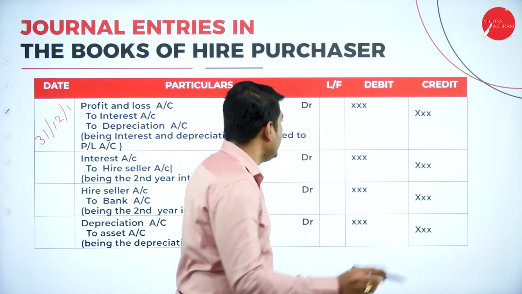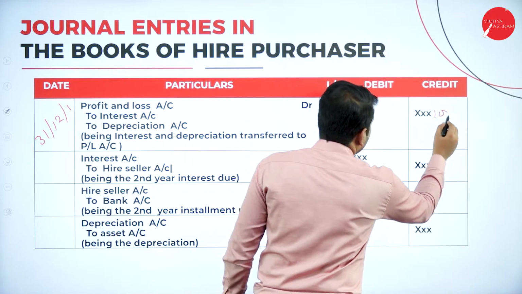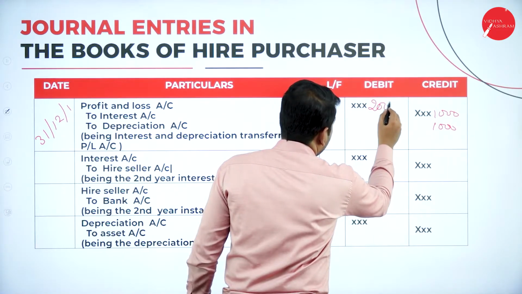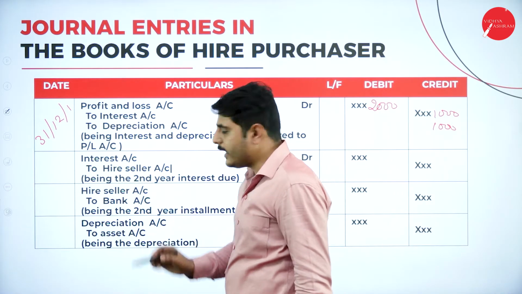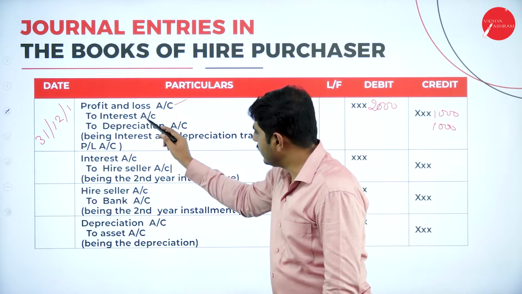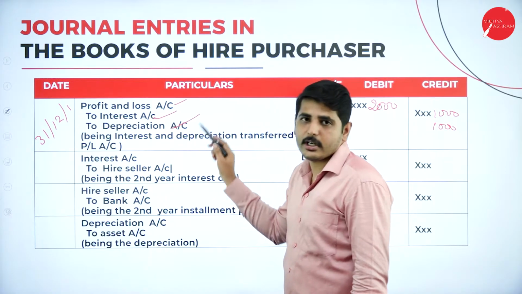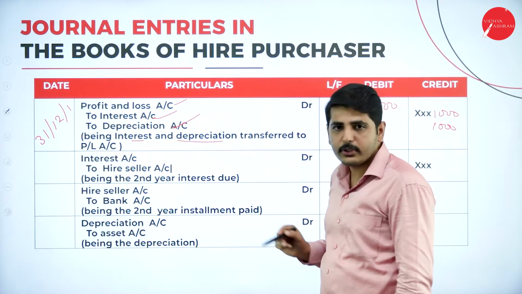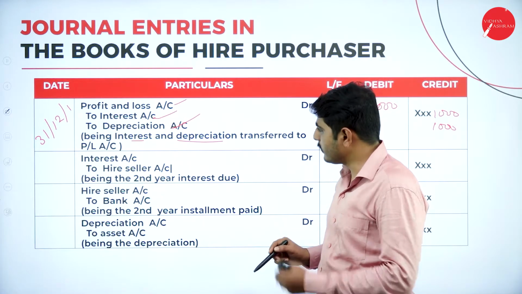Let's assume interest is 1,000 and depreciation is 1,000. Both should be transferred as 2,000. What is the journal entry for that? Profit and loss account debit, to interest account, to depreciation account, being interest and depreciation transferred to profit and loss account.